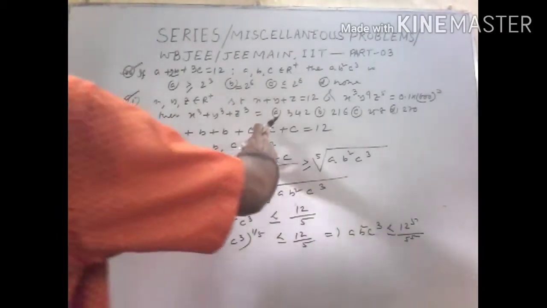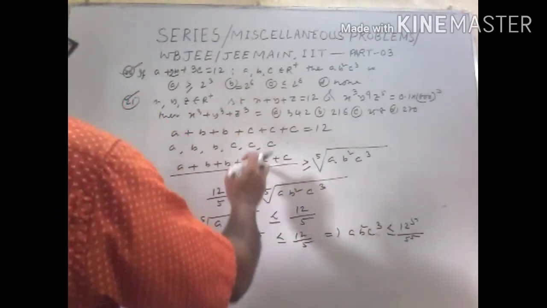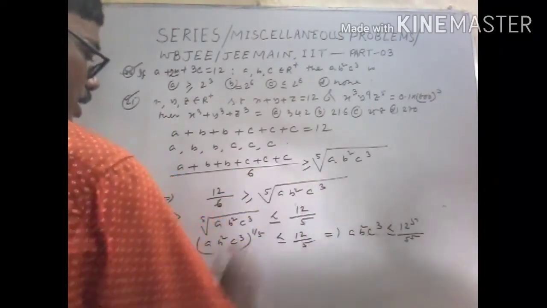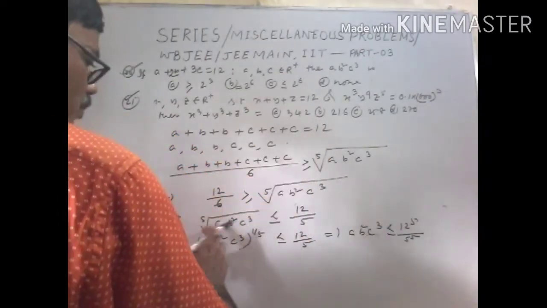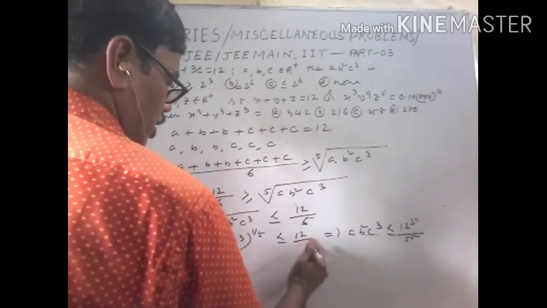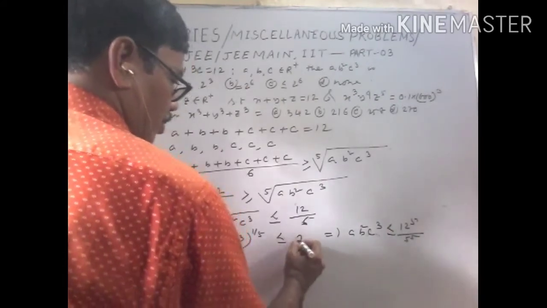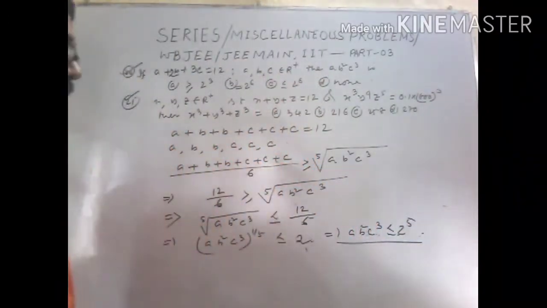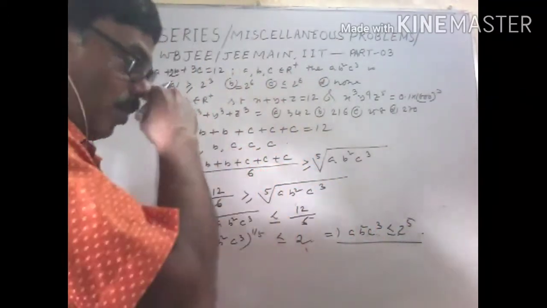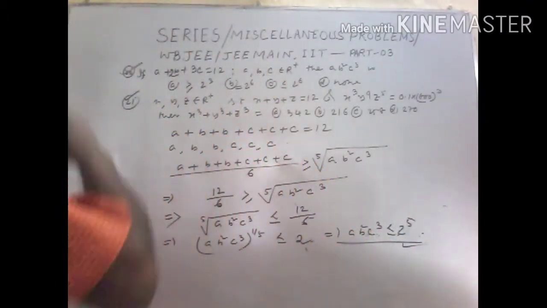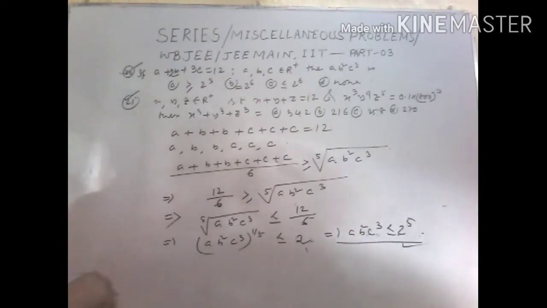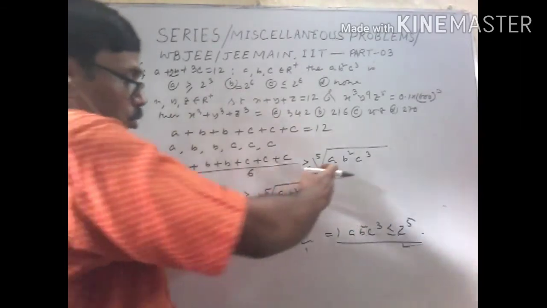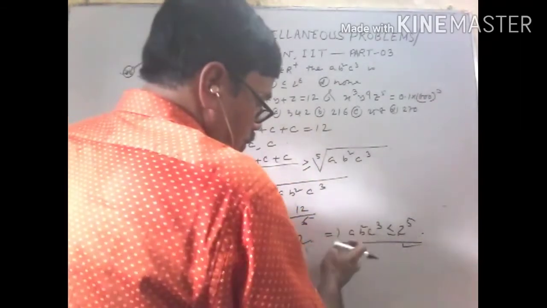Now look, this one is not 5. This is 1, 2, 3, 4, 5, 6. This one is 6. That is why we are getting a fraction. So the 5th root of this is 2. So this is less than or equal to 2 to the power 5. That is, the maximum value is 2 to the power 5. If we want to get the minimum value, it will be with respect to plus. Now the inequality is reversed. That is why this is the product value.